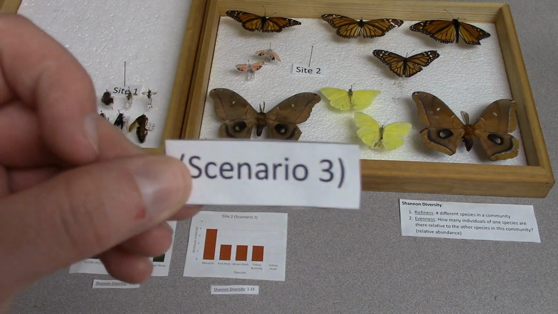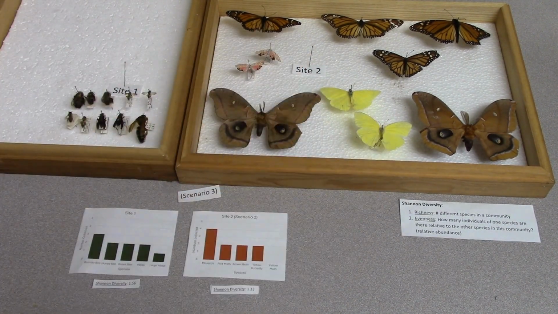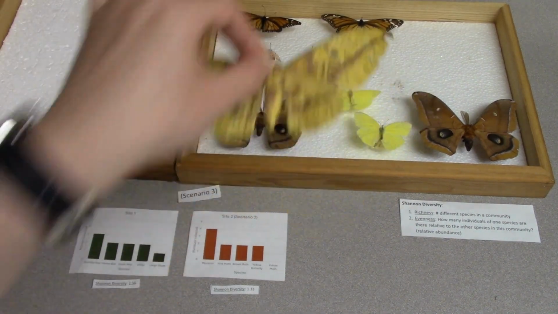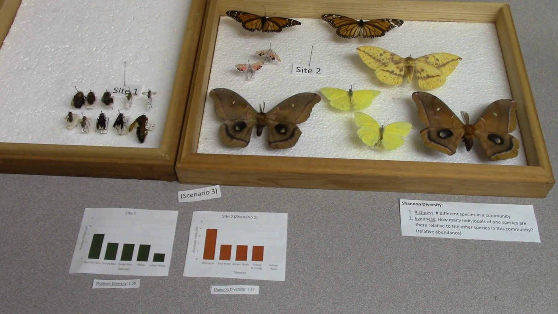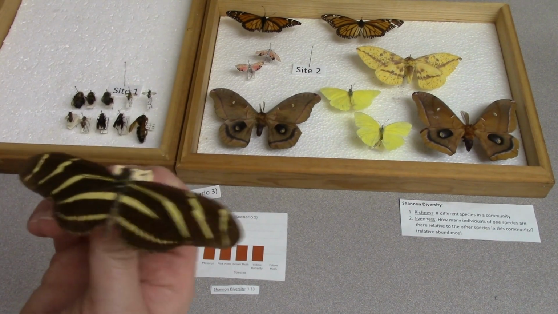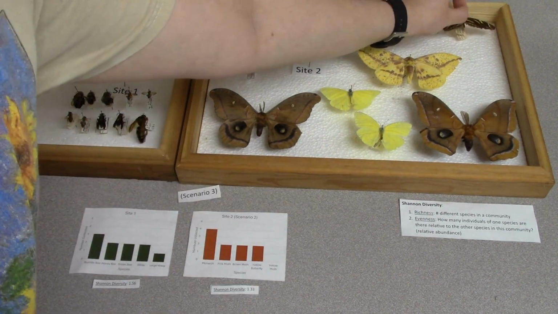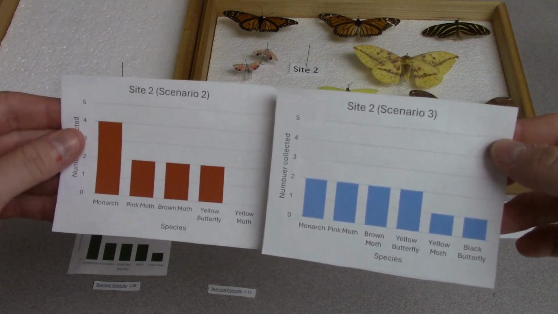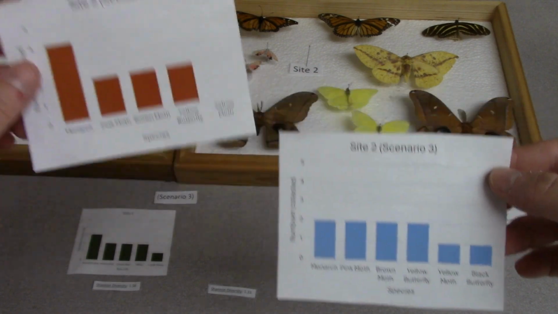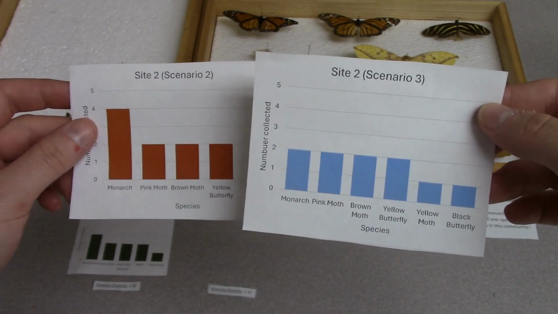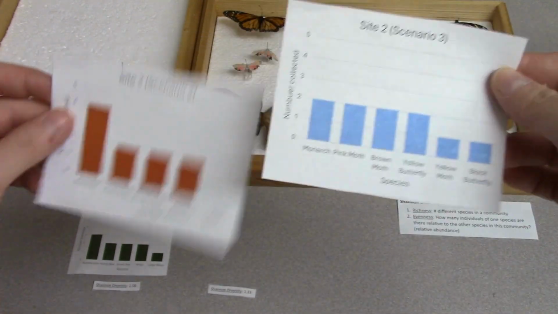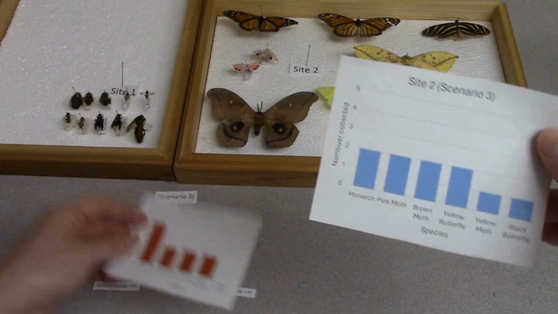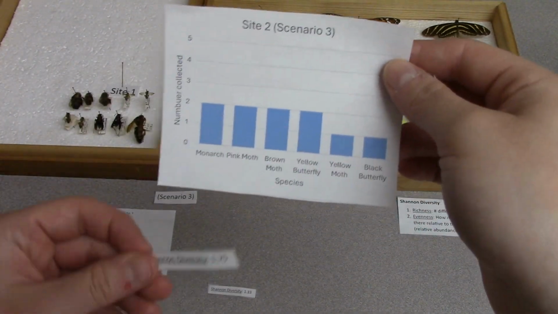Let's look at one more scenario where we remove 2 monarchs. We bring back our old friend, the yellow moth. And this time, we found this black butterfly. In this scenario, our graph changes from this to this. We have increased species richness because instead of 4 species, we have 6 species. And instead of finding mostly monarchs, we have a more even distribution of the species we found, so there's greater evenness. This means that our Shannon diversity has increased.